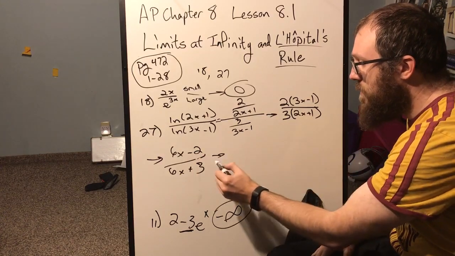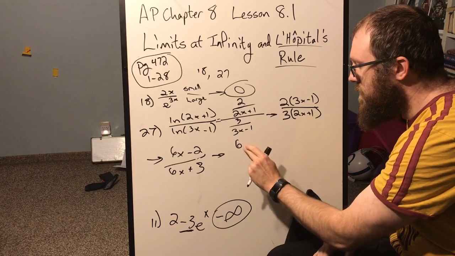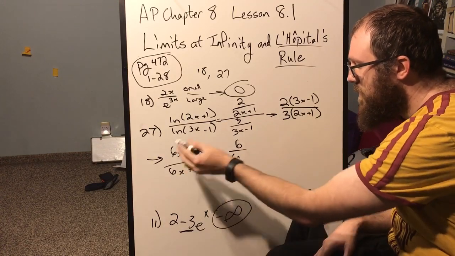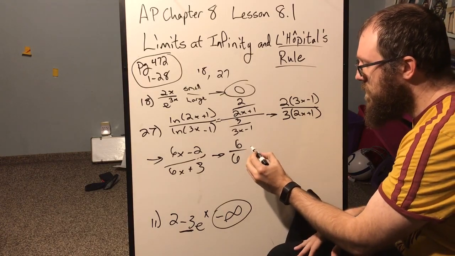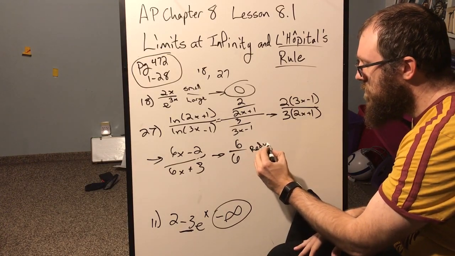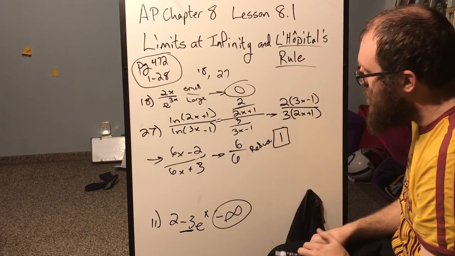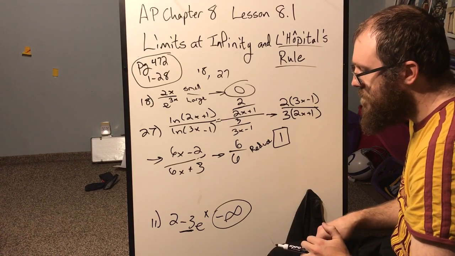Derivative of the top is 6x, or is 6. Sorry, not 6x, but just 6. The derivative of the bottom is just 6. The second parts just fall away. That reduces down to 1. And we end up all the way home, right where we belong.